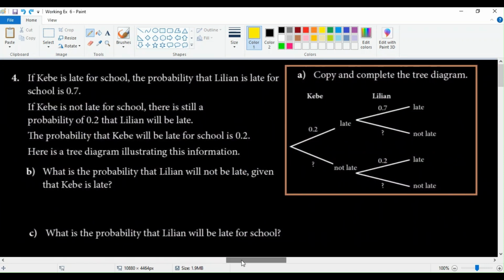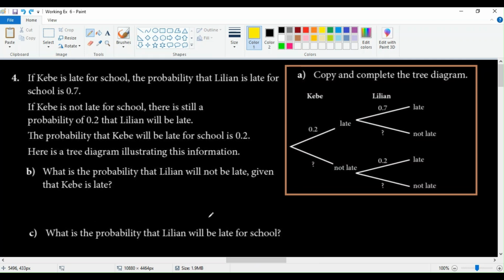When it comes to question number 4, it says if Kebe is late for school, the probability that Lillian is late for school is 0.7. 0.7 you can consider as 7 out of 10. So if Kebe is not late for school, there is still a probability of 0.2 that Lillian will be late. Now, the probability that Kebe will be late for school is 0.2.